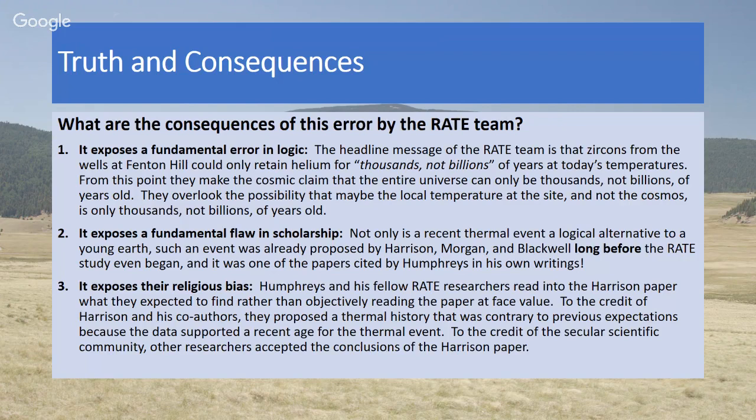And then the third point is why did they overlook it? And I believe it's because they had a very strong bias. And if you look at it, they read into the Harrison paper what they expected to find.